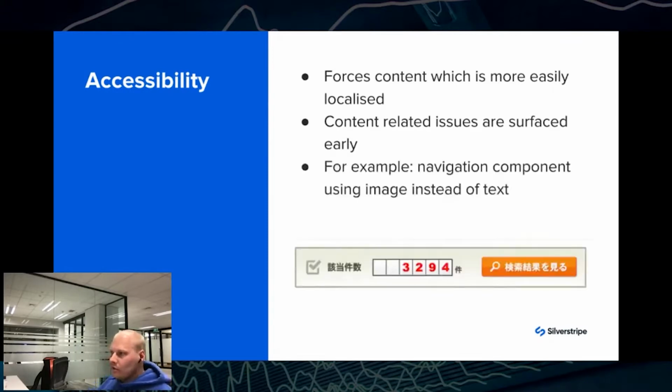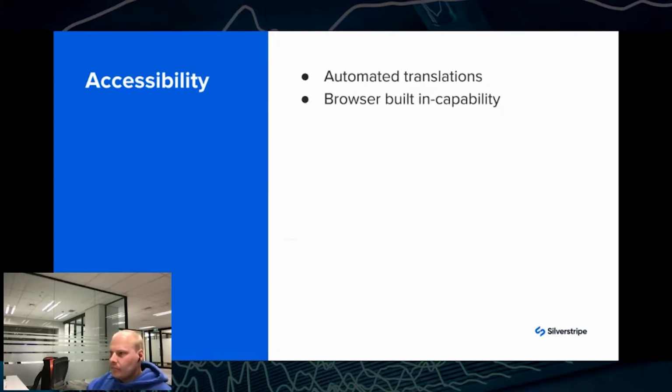This is an example from a Japanese website. The navigation component, as you see here, the button, is actually just an image. It's not really an accessible text. So when you get to localizing this component, you will find out that actually this is an image, and we need to update it to text, and only then we can localize it. So it's easier to find this out early during the accessibility check.